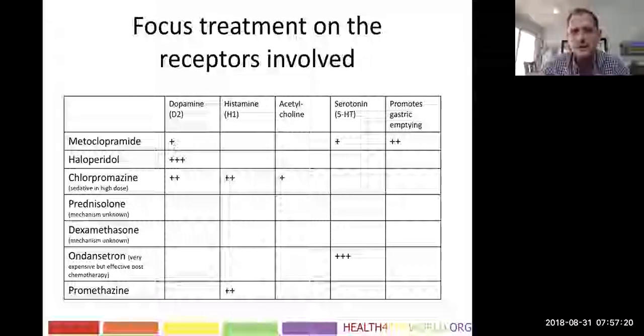Haloperidol is much more directed at just dopamine. Thorazine has a little bit more of the histamine and acetylcholine in addition to the dopamine. Ondansetron is very directly at the serotonergic receptors, and promethazine is largely histaminic. So you have the main ones here, which is wonderful.